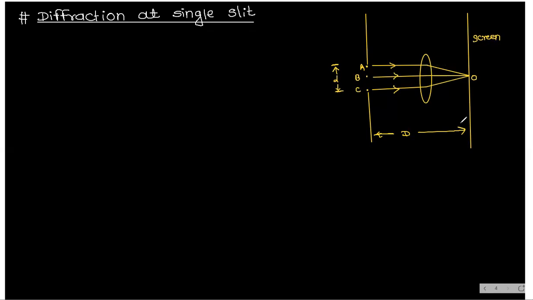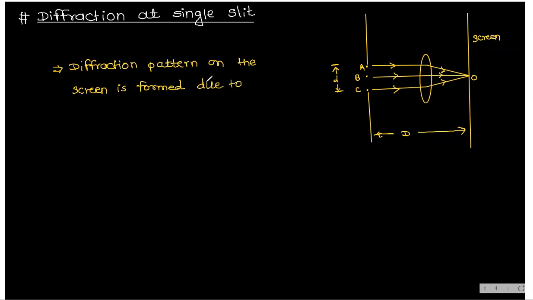Okay. Now you see whatever I have shown, this is for the bright spot. So the diffraction pattern on the screen is formed due to superposition of secondary wavelets.